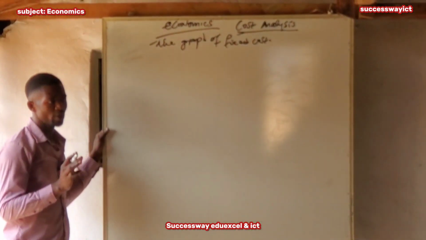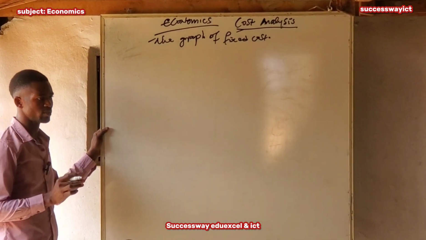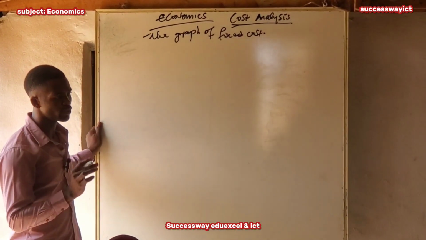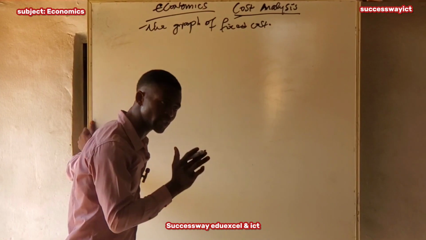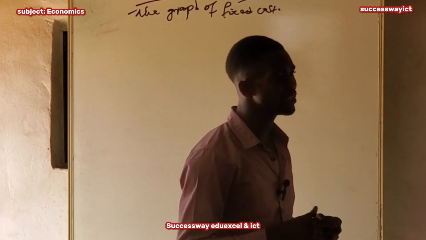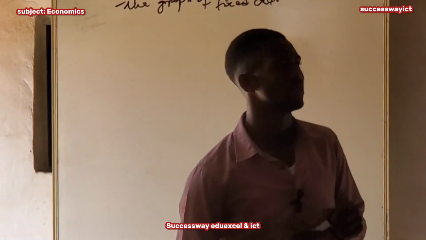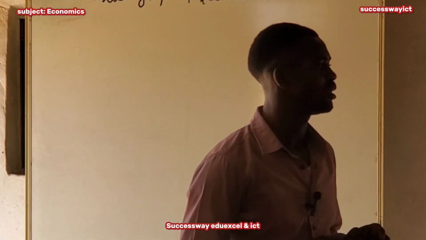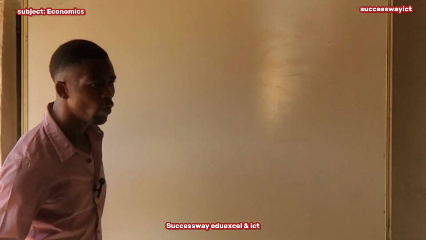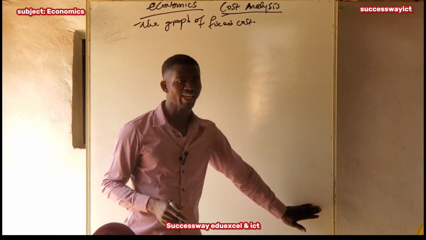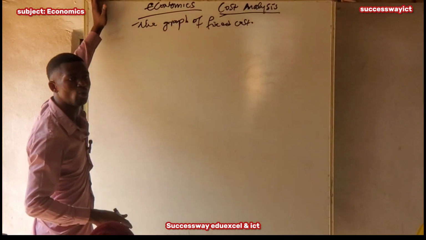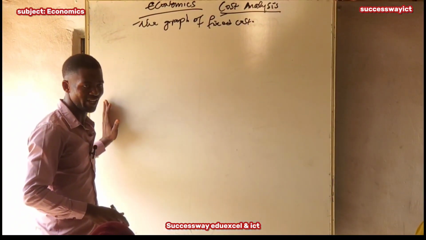We are going to look at how we can draw the graph of what? Fixed cost. So we are going to draw the graph of fixed cost against the quantity or unit. It means that the quantity will be on the horizontal axis, which is the x-axis, while the fixed cost or the cost will be on the vertical axis.